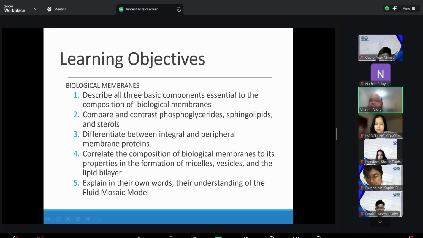Biological membranes. First, learning objectives. We want to discuss all three basic components essential to the composition of your biological membranes. You should be able to compare and contrast phosphoglycerides, sphingolipids, and sterols. Also, differentiate between integral and peripheral membrane proteins. Then we should be able to correlate the composition of the biological membranes to the properties and formations of micelles, vesicles, and the lipid bilayer. And in your own words, be able to explain your understanding of the fluid mosaic model.